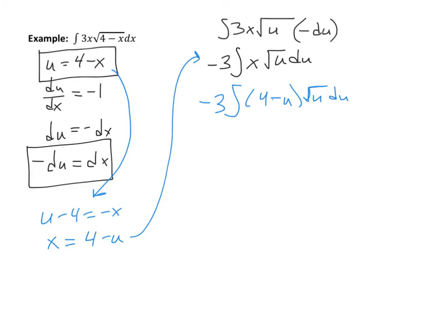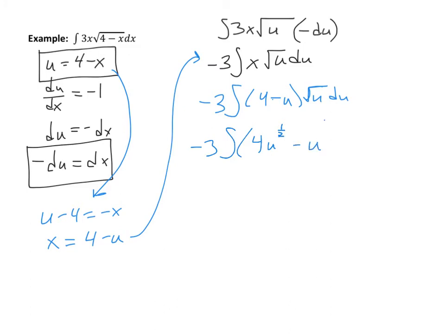And at this point, I want to be really clear. I still can't take this integral, but I can do an algebraic manipulation. I can manipulate the inside of this so that it is ready for me to take the integral. So this will now be negative 3 times the integral of 4, and I'm going to write this as u to the 1/2 because I can see it coming that I'm going to want to use the power rule here.